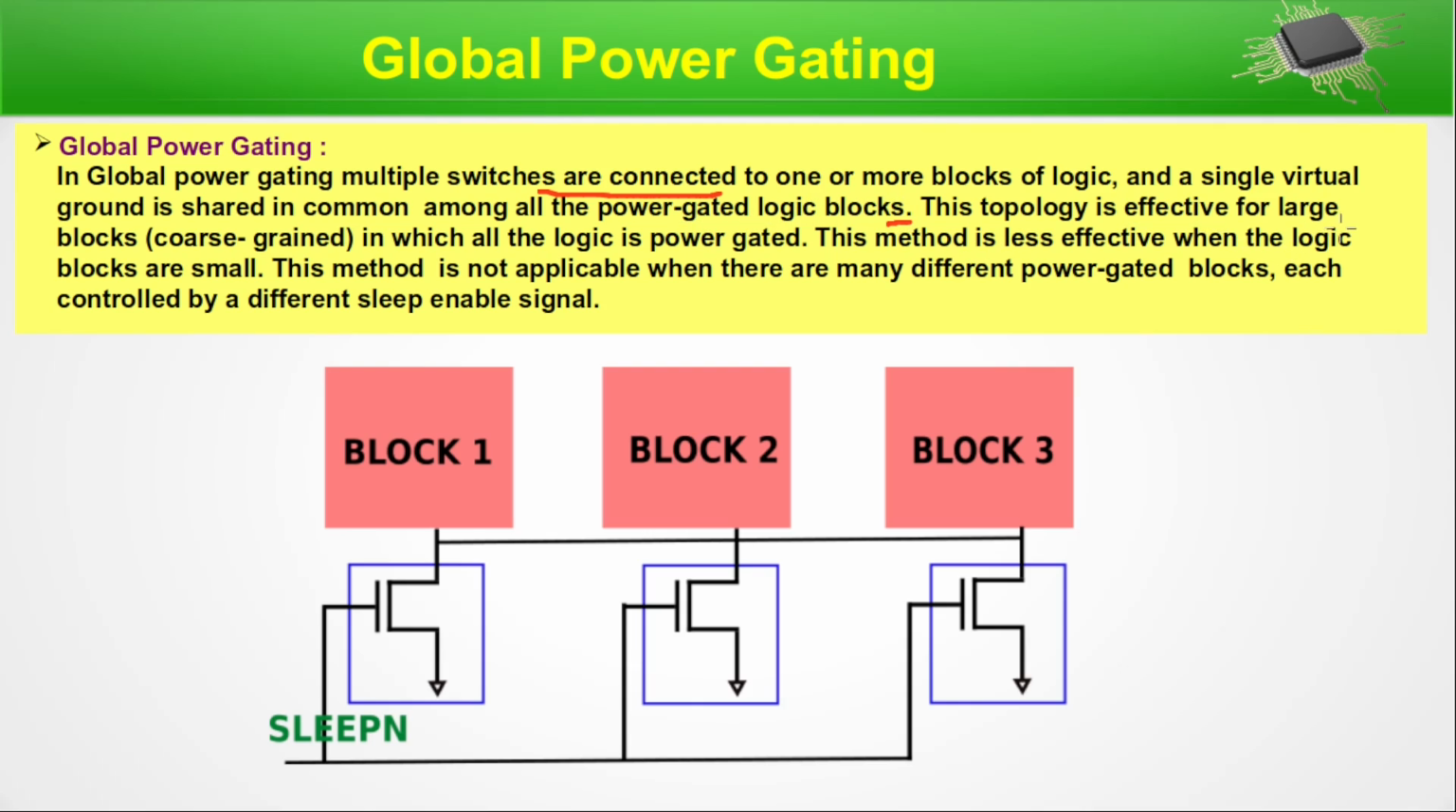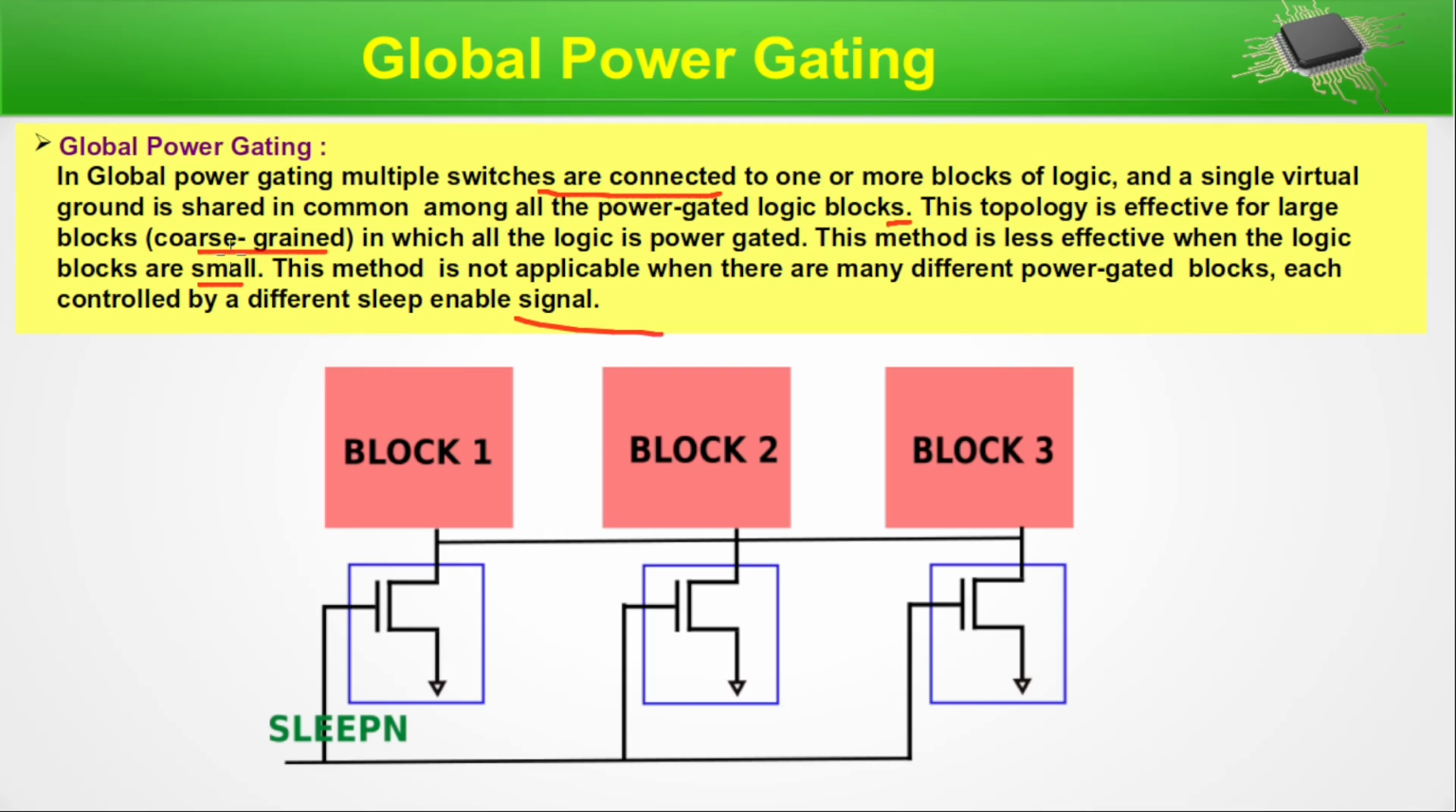This topology is effective for large blocks, that is coarse-grained. What is coarse-grained? We will see in later slides, in which all the logic is power-gated. This method is less effective when logic blocks are small. The method is not applicable when there are many different power-gated blocks, each controlled by a different sleep-enable signal.